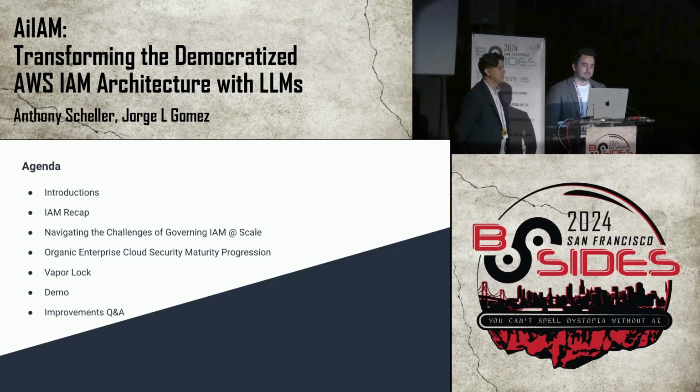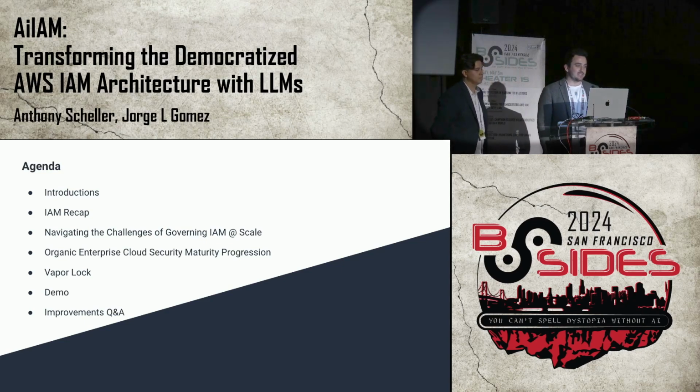Going over the agenda, we'll start out with some quick introductions, and then we'll move to an identity and access management recap, what it is and why it's important. From there, we'll talk about navigating the challenges of governing identity and access management at scale. Then we'll cover the cloud security maturity progression in large enterprises and what that looks like. That'll lead us into VaporLock: what it is, how it works, its architecture, followed by a quick demo, and then some improvements and Q&A.